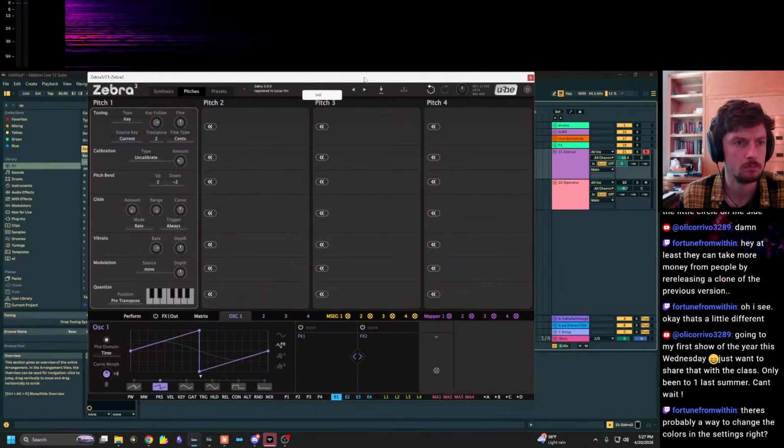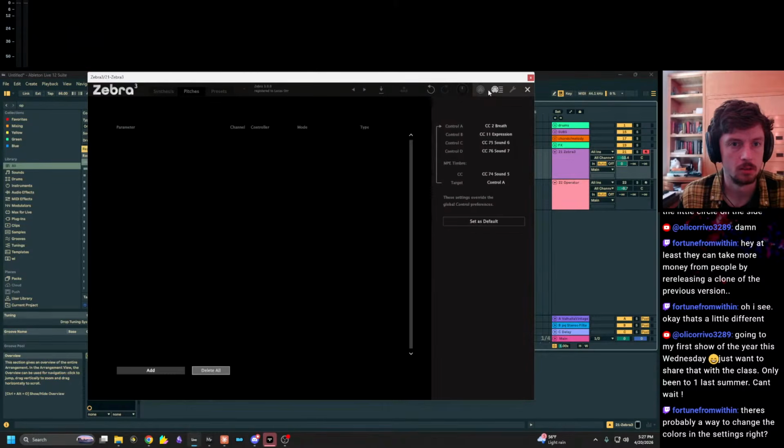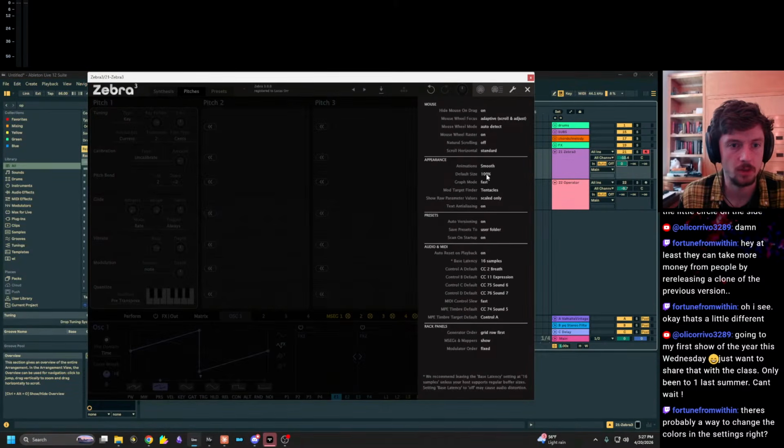Oh, didn't mean to click on that. There's a bunch of MIDI CC stuff. Appearance. No. See, that would have been cool if I could just make it look like the old version. That would be awesome. Auto versioning, default size, graph mode. No. Nope, that's not a thing.